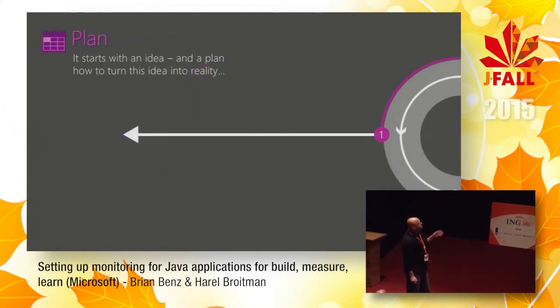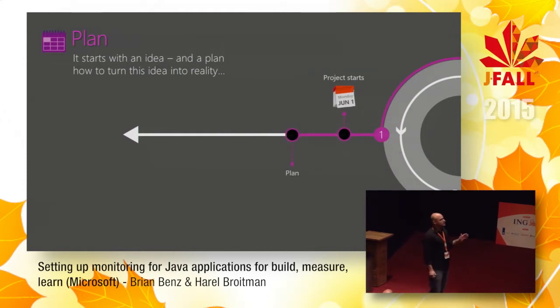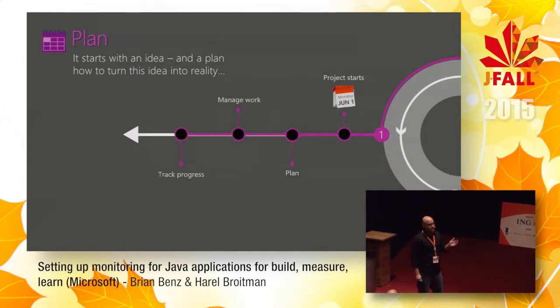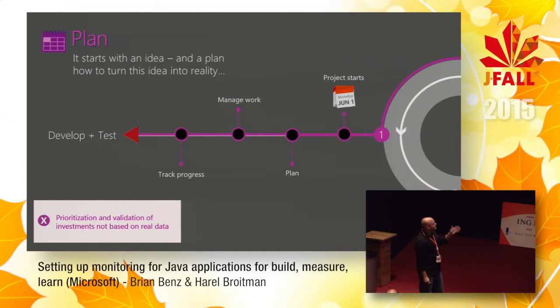In the planning phase, this is where everything begins, right? Your project starts, either from scratch or as an iteration, and then you do the planning, managing the work, and tracking the progress. At this point in time, it's crucial that your prioritization of work is based on real data, not on hunches or random surveys or talking to customers. You need real data coming from your production system to understand what's being used, what's not being used, where to invest next, and what's not working, so you'll be able to incorporate that into the prioritization work.